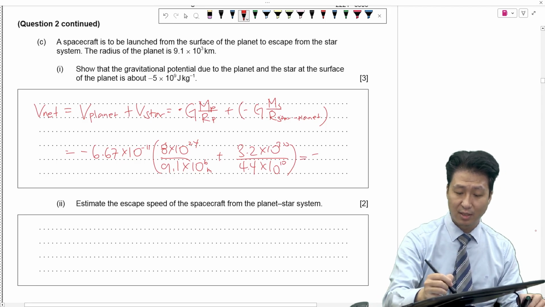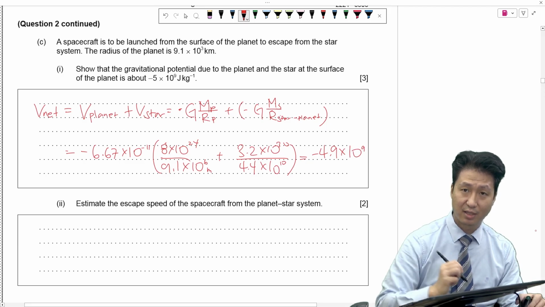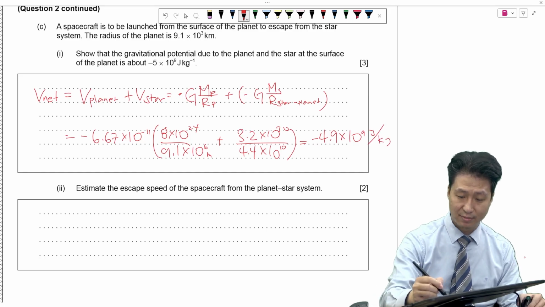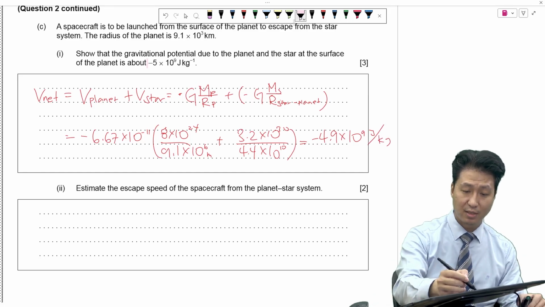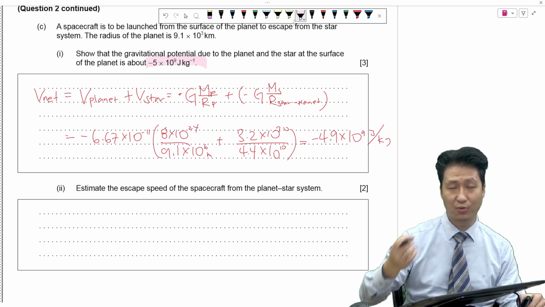You can calculate this to be negative 4.9 times 10 to the 9th. And the units are, of course, joules per kilogram. And as required, we found this value to one significant figure more precision.